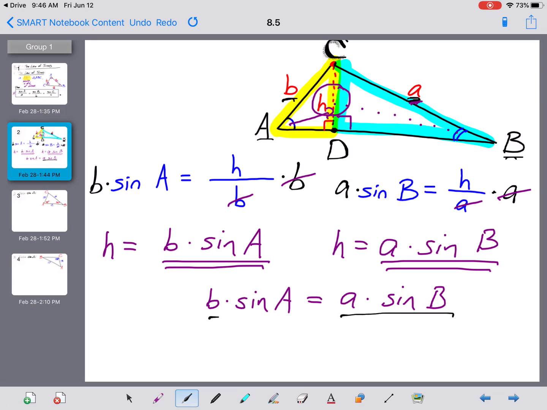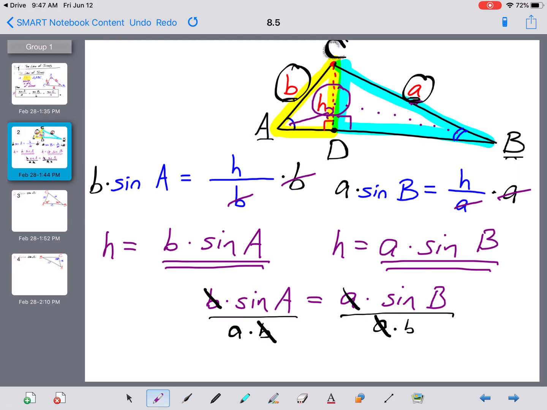What we're going to do is divide both sides of this equation by little a and little b multiplied together. Now we can do this as long as a and b are not 0, which they can't be because they're side lengths in a triangle. You can divide both sides of an equation by anything you want. And a cool thing happens here. On the left side, we have identical factors of little b on the top and the bottom that cancel. And on the right side, the identical factors of little a cancel out.